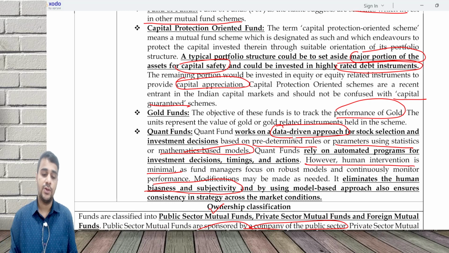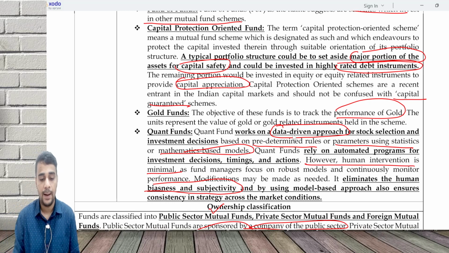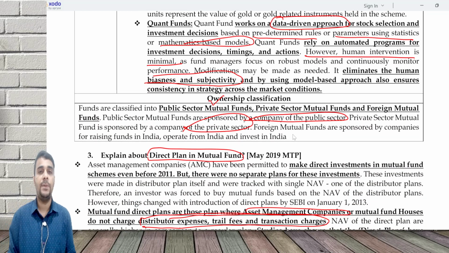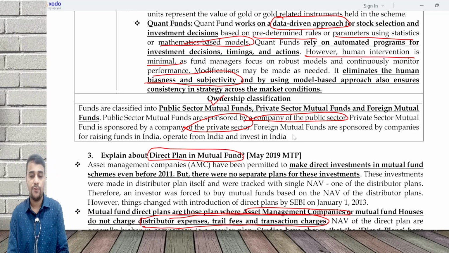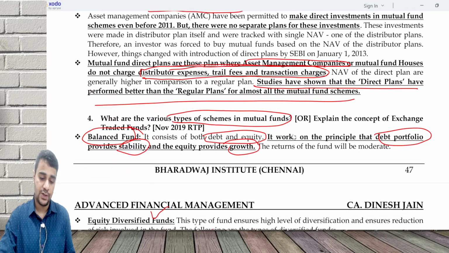Gold funds will invest in gold. Quant fund is to remove the human bias, where the selection of the fund will happen based on a certain data driven approach. Ownership classification, there's a public sector mutual fund, there's a private sector mutual fund and foreign mutual fund. Direct plans are those where you do investment without an intermediary, so there is going to be a lower expense ratio.